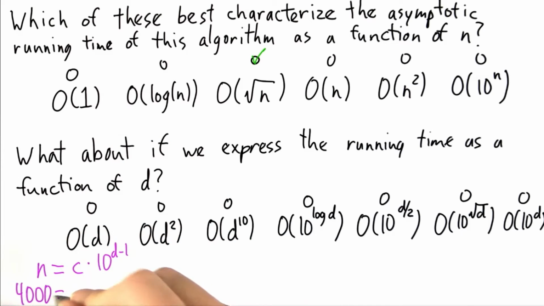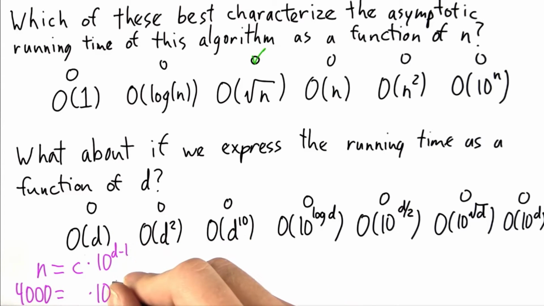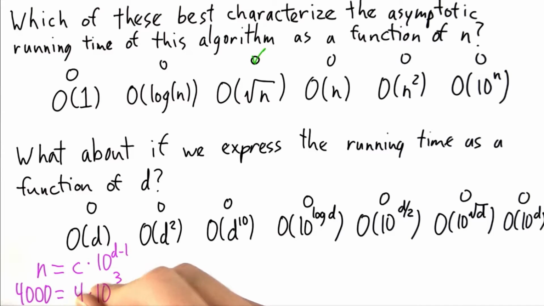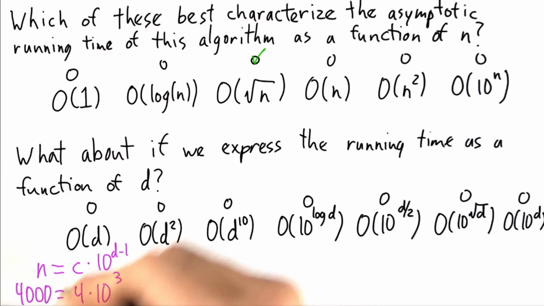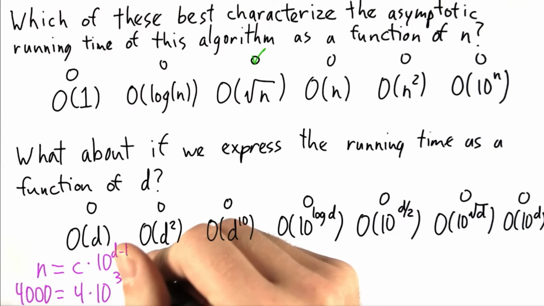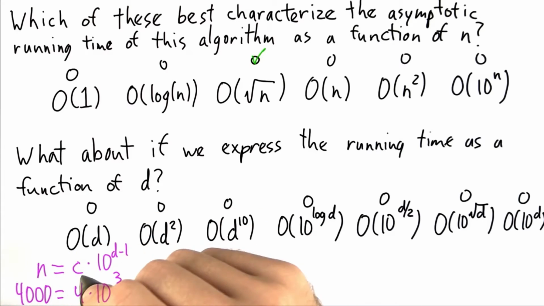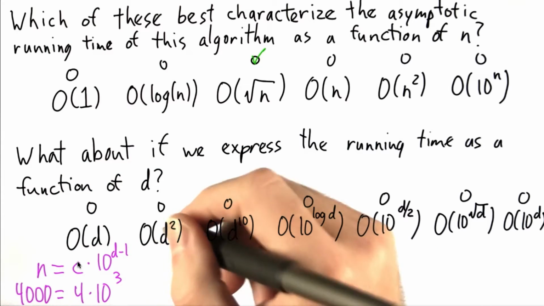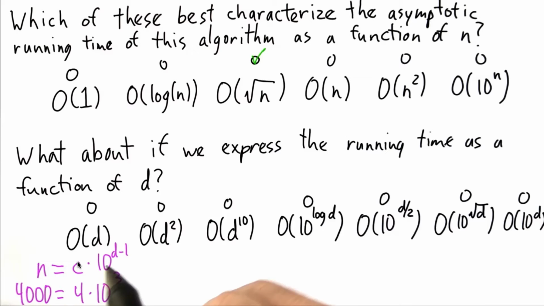As an example of this, let's say that n is 4,000 like we had before. So 4,000 equals c, where c is something, times 10 to the 1, 2, 3, 4, d is 4, minus 1 is 3. And well, then that means that c has to be 4. 4 times 10 cubed is 4,000. So this is how we're representing n by d. And c is just some constant to make everything work out. And since this is big O notation, we're not really that concerned with constants.